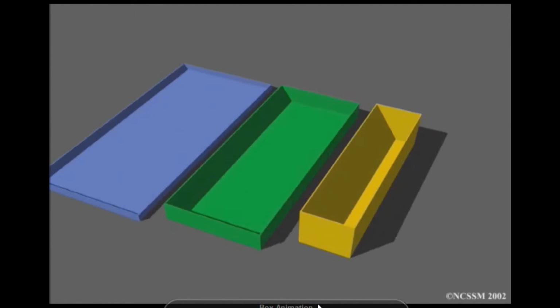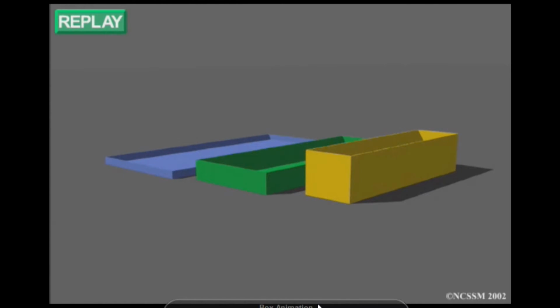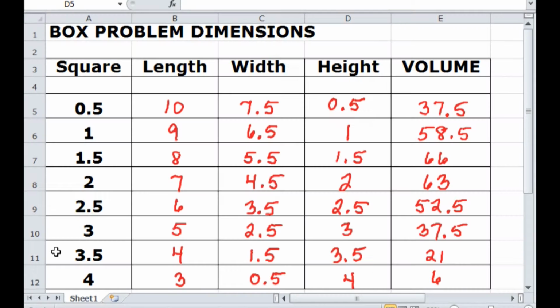And you can see how, even though they all started out with the same size piece of paper or construction paper, whatever we used, in the end they look very different from each other. So back then, what you would have done was investigate what the length, width, and height of each of those boxes were.